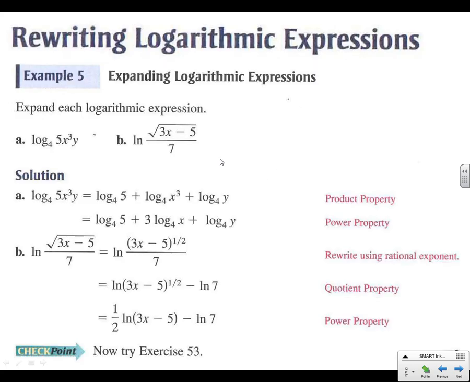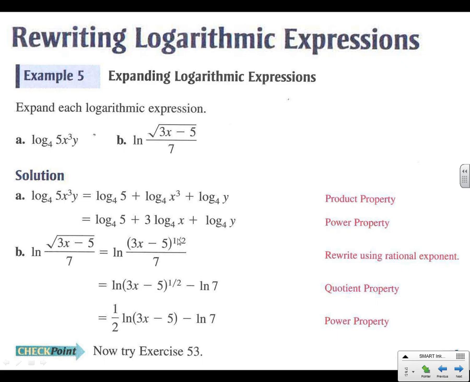Example 5. We're going to expand this. We've got some variables now, but the rules still stay the same. This is 5 times x cubed times y. So we can expand that immediately into 3 parts. 5. The times turns into a plus of a new log, x cubed, and then times another plus over here. We're almost done, except we can clean this up. We can take this 3, bring it out in front, and so we'd have this term right here. Same thing on the next one here.